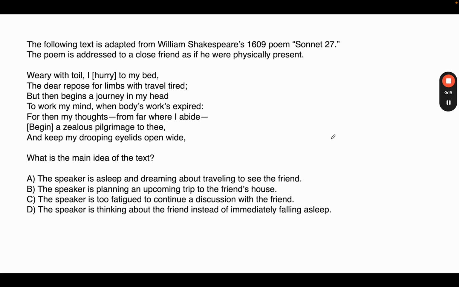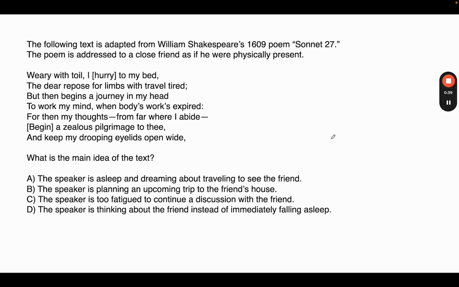Hi everyone. Now let's take up a question on central idea. So the question type is basically central ideas and details, but it's broken down into two types of questions: central idea and details, right? Now we're going to take up the central idea question first.